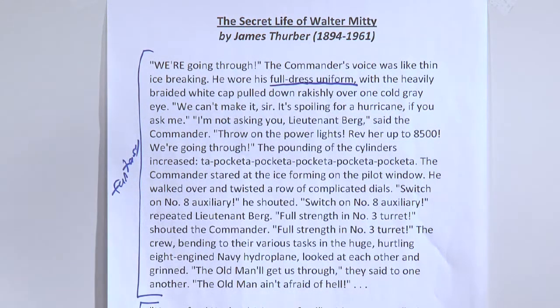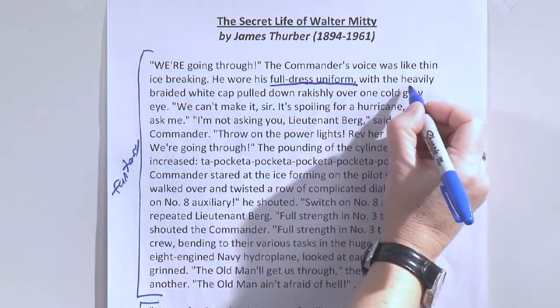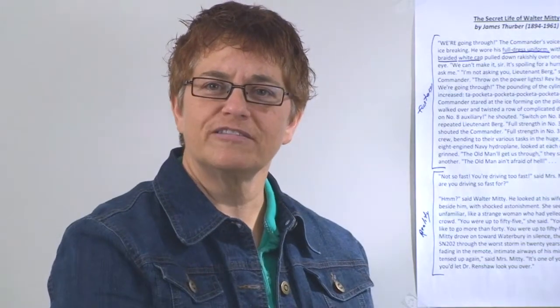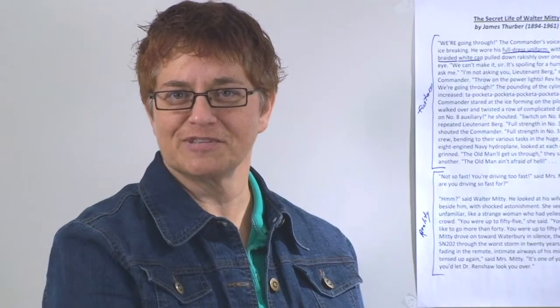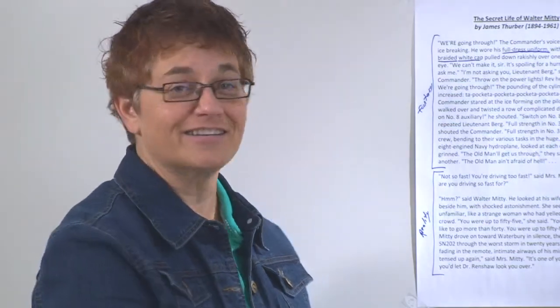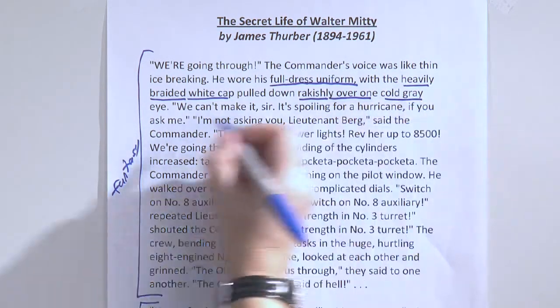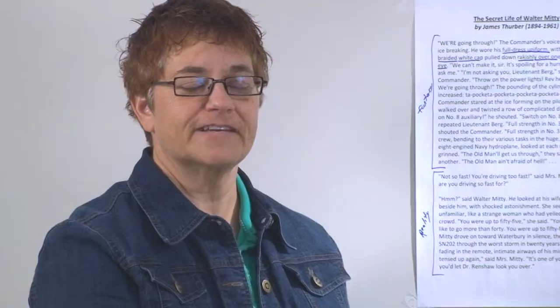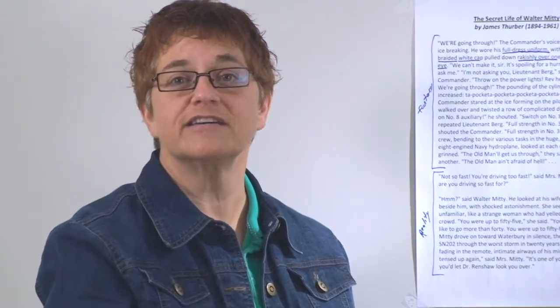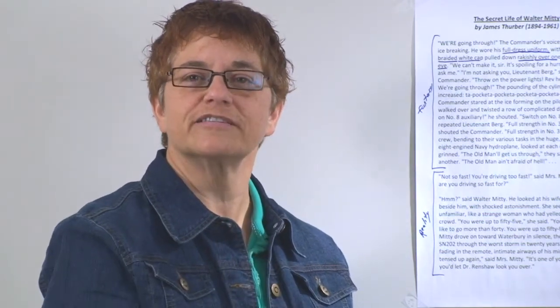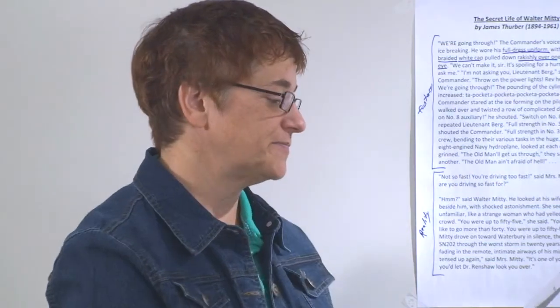Okay. And I know a lot more about the uniform. I know it's heavily braided with a white cap. I note as well that the cap is worn in a very specific way. It's not just tossed on his head. It's pulled down rakishly over one eye. Okay? And I also have a description of the eye. Cold gray eye. Okay? So I get a little bit about how he's dressed, as well as something about his eye color, and specifically it's a cold gray. Okay? So I'm going to look at that a little bit later.